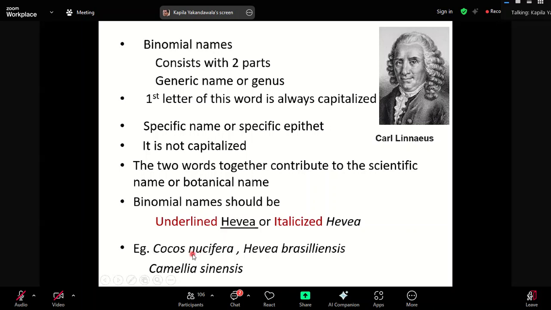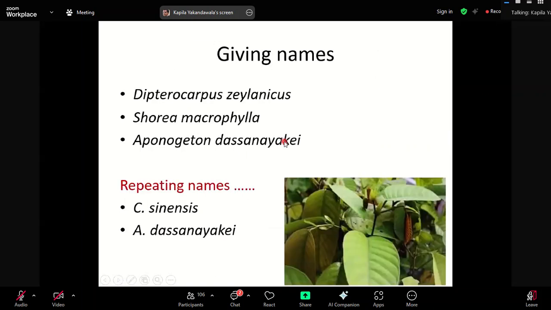Cocos nucifera. The specific name starts with a simple letter, and you have to either underline or italicize it. So it is italicized, right? Here you can see Hevea brasiliensis: the genus starts with a capital, all other letters simple. Camellia sinensis, all letters simple. You know about this, but please remember it. So when you give names, you have to give names.